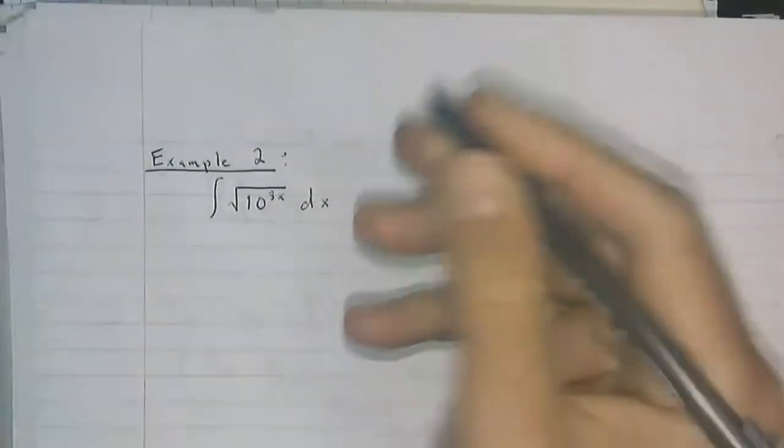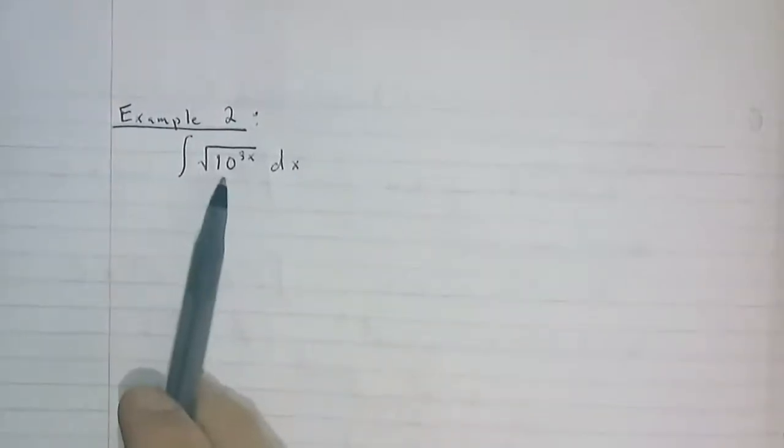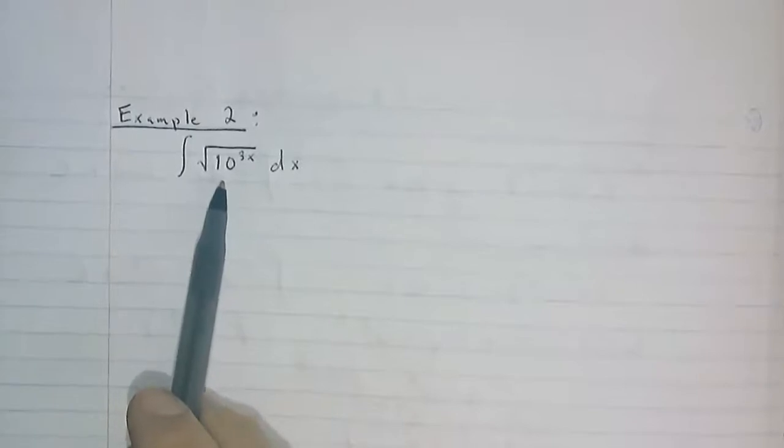Example 2. They want us to find the integral of the square root of 10 raised to the 3x, dx. That's a funky looking thing. We see there's an exponential in there, but it's trapped inside a square root. What are we going to do about that?